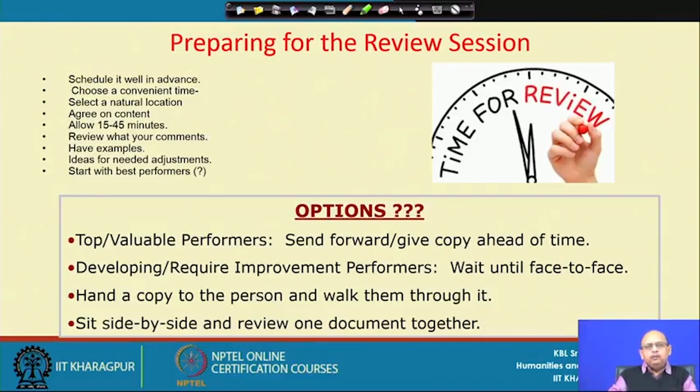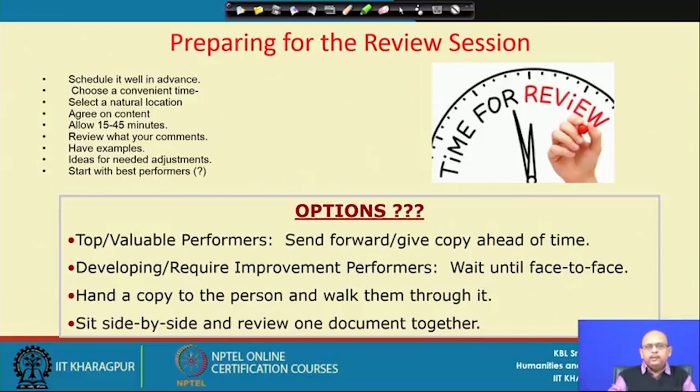And then when you are going to review the performance, look at the performance record and find out the areas where people have done exceedingly well, right. So, it is very important that you take up those areas where the performance has been very good. The idea here is to start on a good note, right.